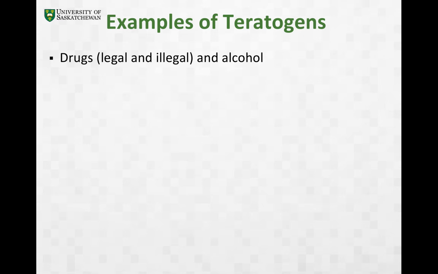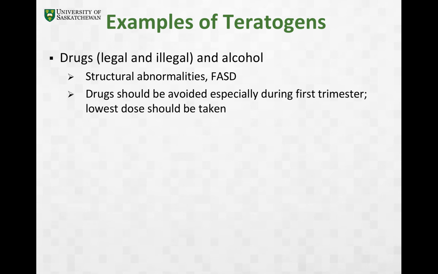Drugs, both legal and illegal, as well as alcohol, are also teratogens, and these lead to structural abnormalities as well as FASD. Drugs should be avoided, especially during the first trimester. And when I'm talking about drugs here, I am not talking about illicit drugs. I'm actually talking about legal drugs, medication, over the counter drugs. Where possible, they should be avoided, especially during that first trimester, which is, in general, a sensitive period of development. And if you have to take medication, take the lowest dose possible.